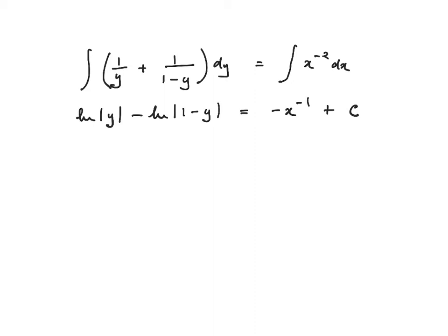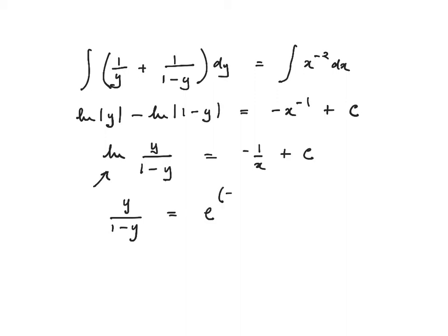Now we've still got quite a lot of work to do with this. What we can do is, that's the left hand side. This is minus 1 over x plus c. Now remember, this is log to the base e. So I'm going to convert from log form to exponential form, which means that y over 1 minus y equals e to the power of minus 1 over x plus c.